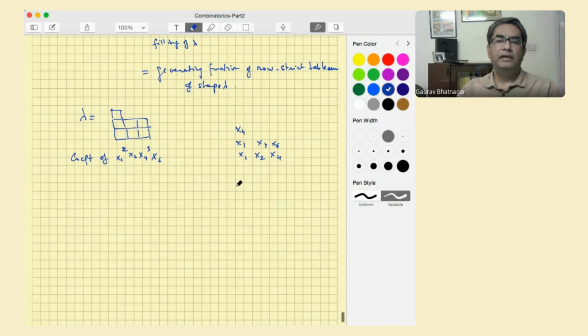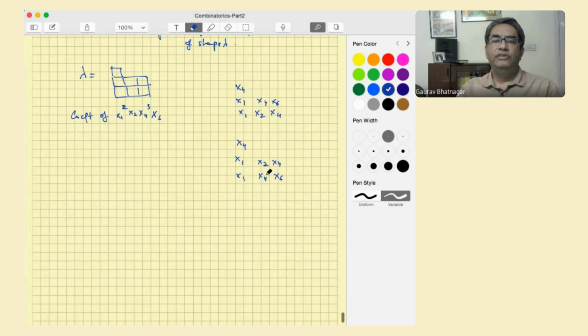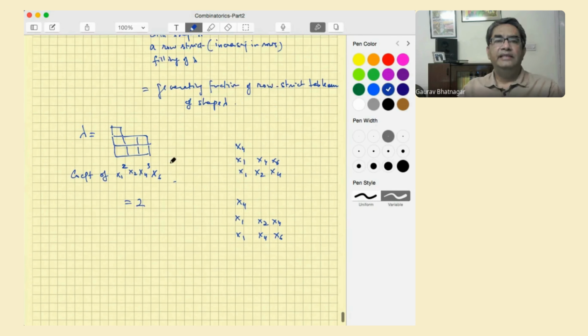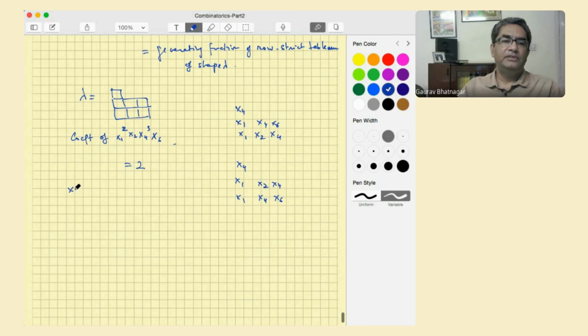This is a possibility. Or I can have x1. This is fixed. I mean, I can't do anything about x4 over here. And I can have x2 and x4 here, and x4 and x6. So we saw if I have an x4 here and an x6 here, then there's a problem with putting an x4 here. So I have to have x2 and x4. So there are exactly two such tableau. So the coefficient of this is exactly going to be 2. And we can verify that because it's easy.